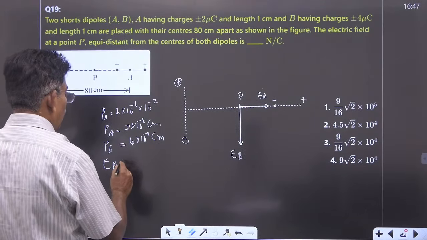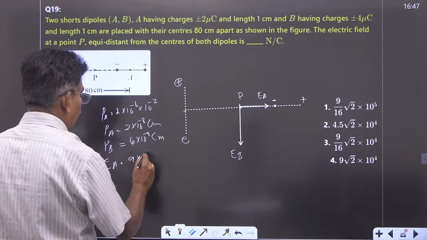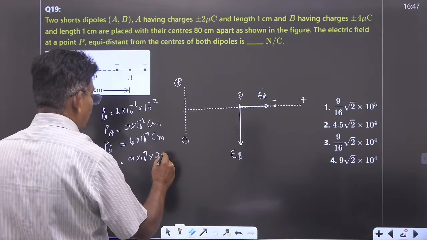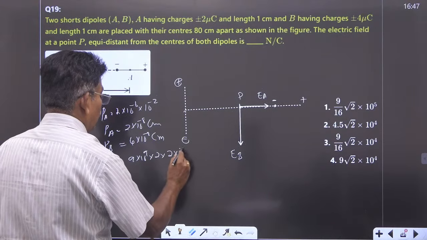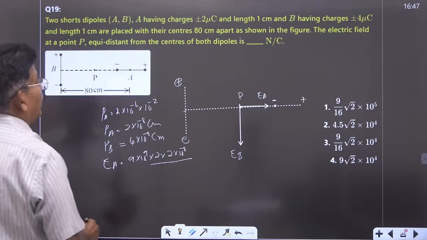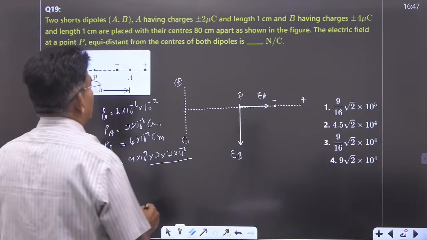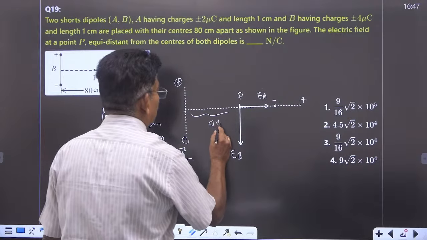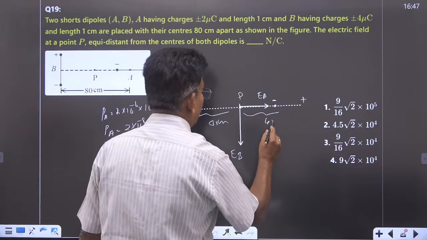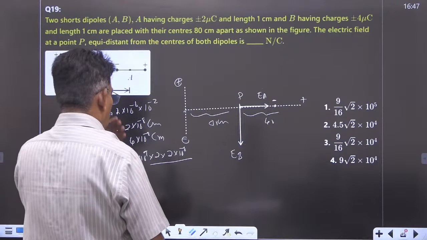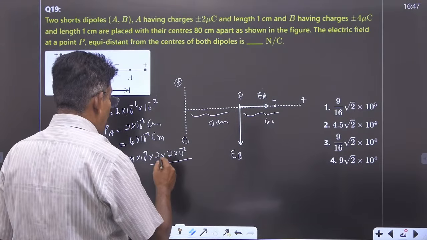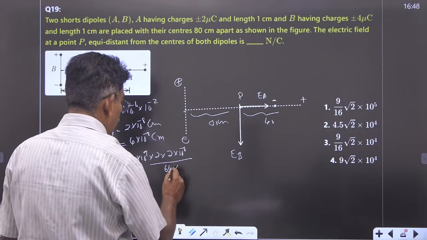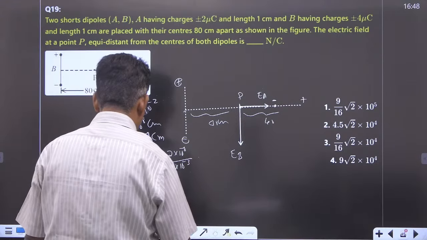EA is equal to how much? 9 into 10 to the power of 9 into 2p, that is 2 into 10 to the power of minus 8, divided by r cube. R is how many? 80 centimeters. 80 centimeters means half will be 40. This distance is 40 centimeter, and this is also 40 centimeter. So r is 0.4, that is 4 into 10 to the power of minus 1. Its cube, r cube, so it will be 64 into 10 to the power of minus 3.